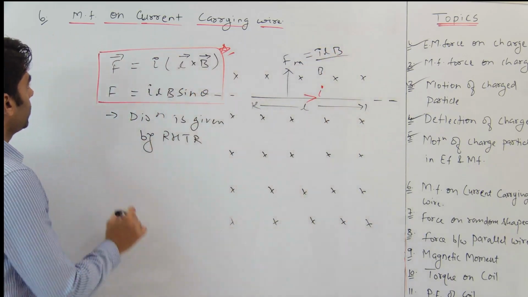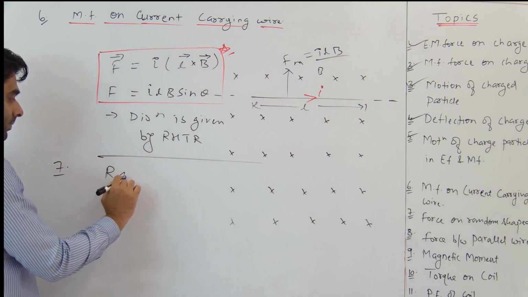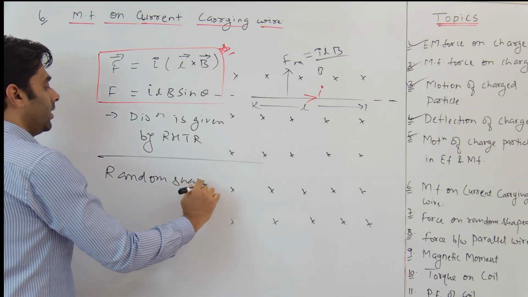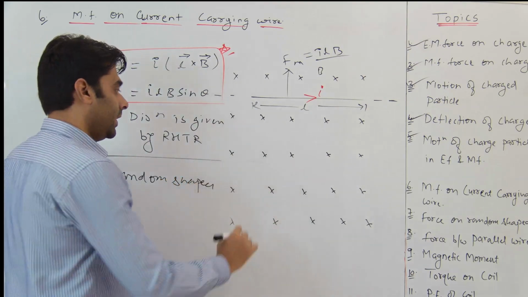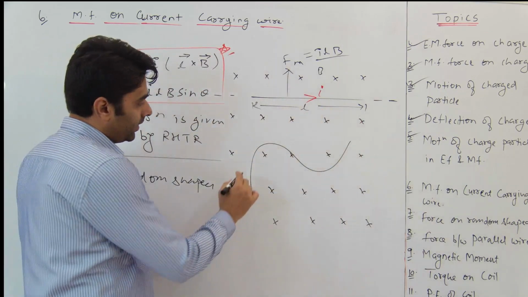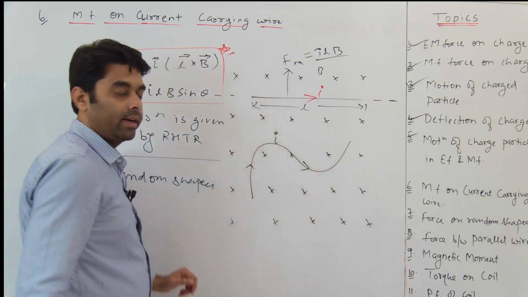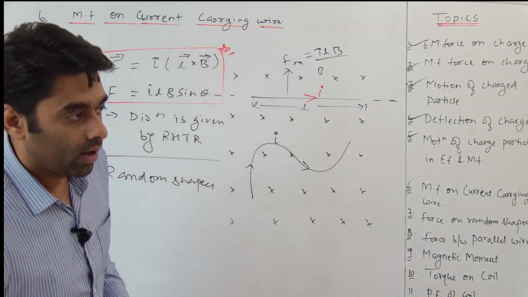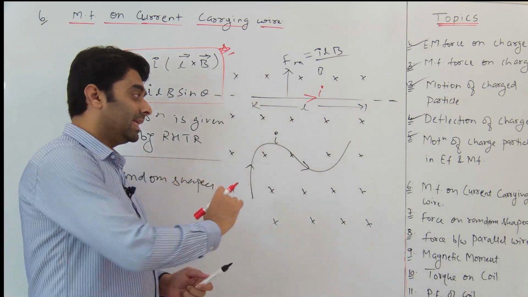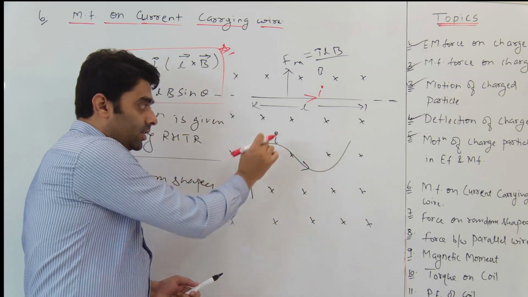Moving ahead, next we have to discuss the random shaped wire. Let's consider a situation where a random shaped wire is given to you, and through it a current I is flowing. How do we handle these cases? To find the magnetic force on a random shaped wire, we replace it with a straight wire joining the initial point and the final point.